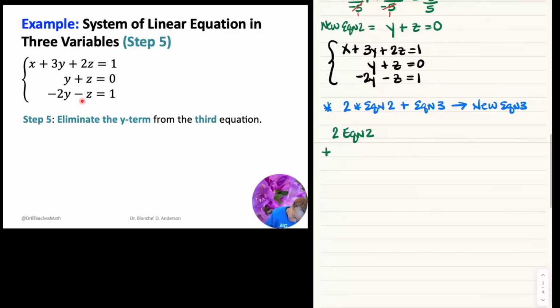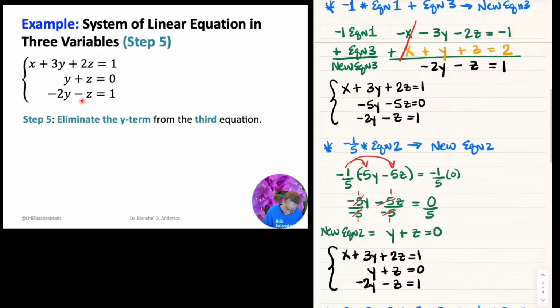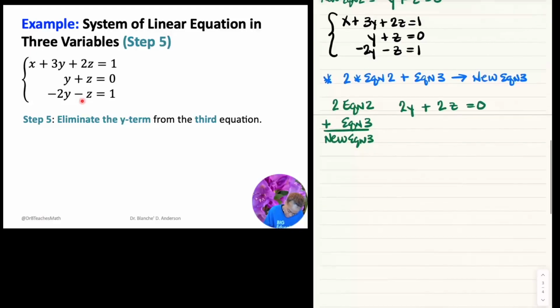I did write it like that. And I'm going to add it to equation 3 to get my new equation 3, okay? So let me do that. 2 times equation 2 right here. Y'all see that? Okay. So that's going to be 2y plus 2z equals 0. My equation 3 is minus 2y minus z equals 1. We're going to add these together.